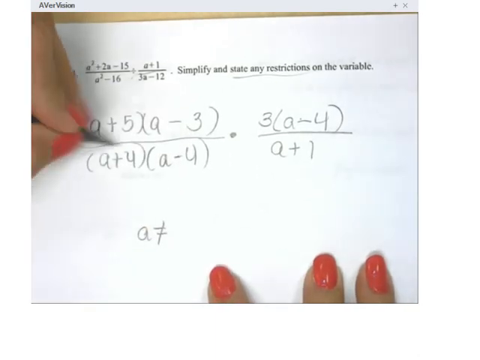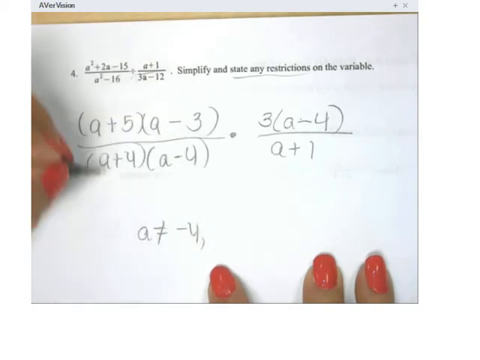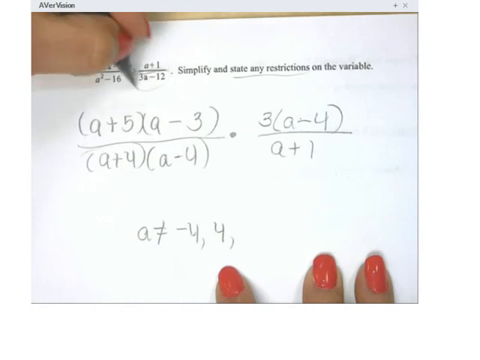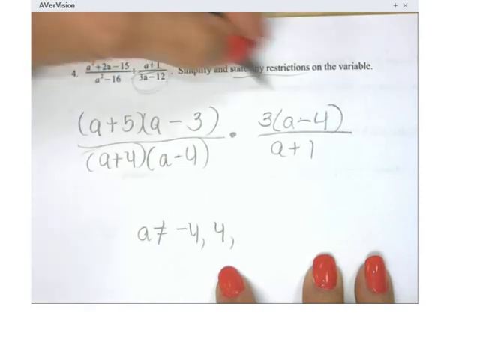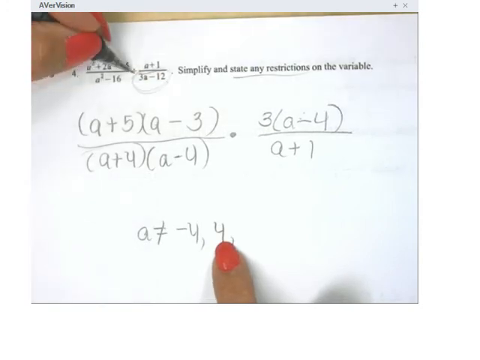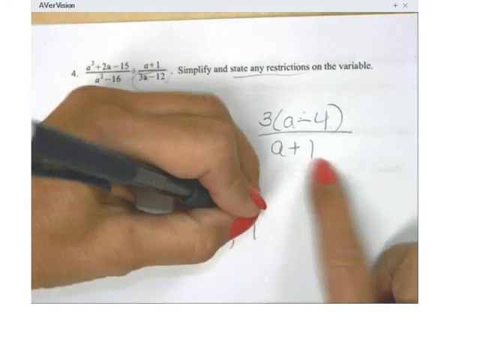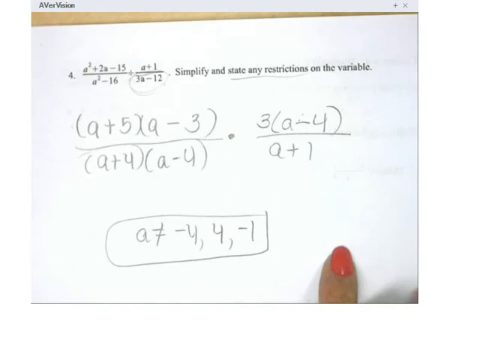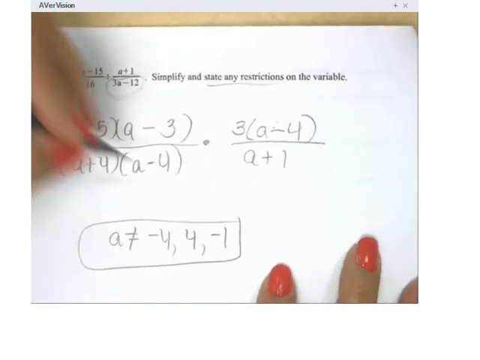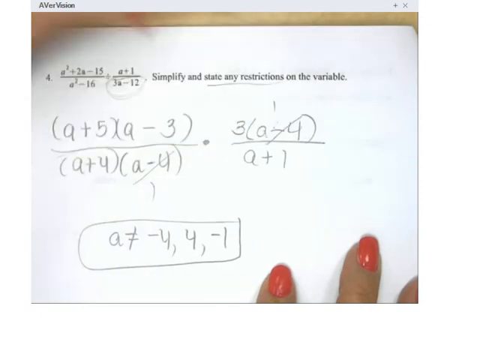Okay, original denominator, I can't have a be negative 4. I can't have a be 4. In the original denominator here, a couldn't be 4. Well, I already took care of that. And then when I had to reciprocate, oops, I can't use a of negative 1. So those are my restrictions. And now let's do the reduction. So let's see. That one reduces. Well, this isn't going to reduce too much, is it? All right, so looks like those are the only factors that are going to reduce.